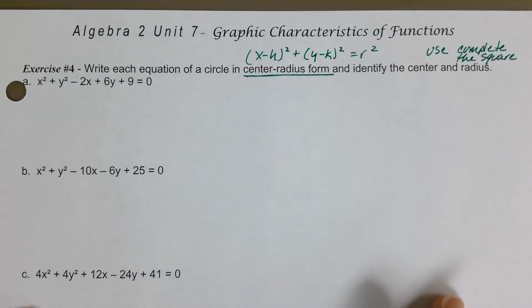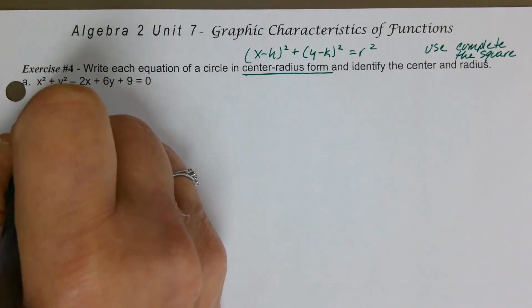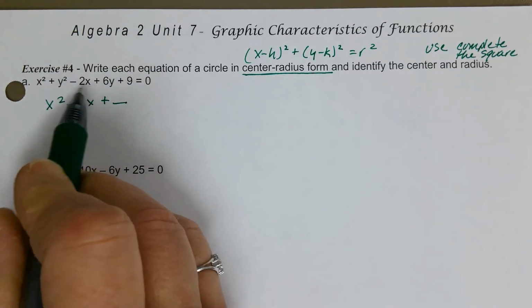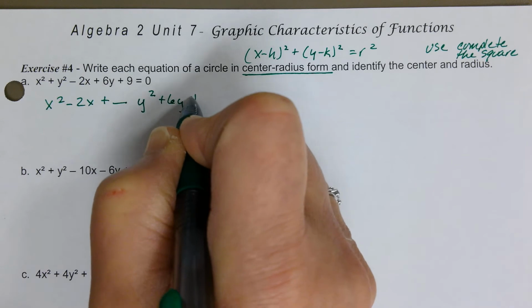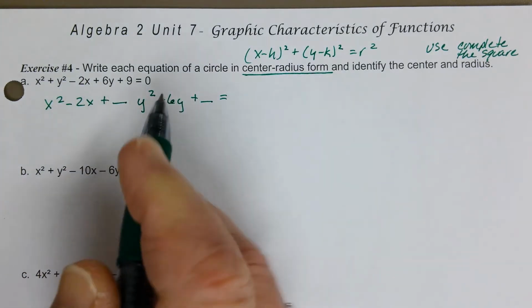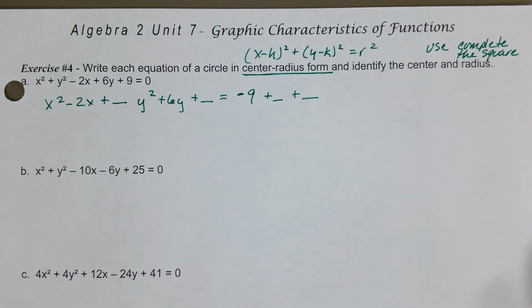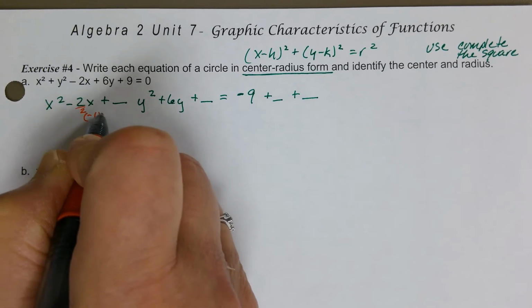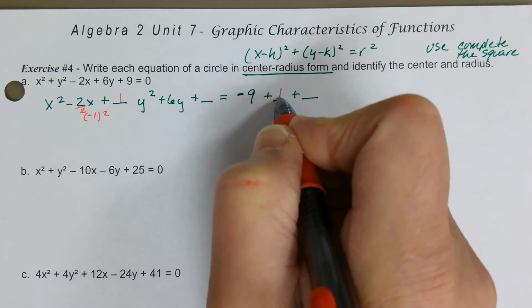Just part of that process of complete the square. So we want to start with first getting our x term, so writing this as x squared minus 2x plus blank, and then followed by our y term, y squared plus 6y plus blank equals, and the constant on the other side, negative 9 plus blank plus blank. And we'll fill in the first blank with, well, negative 2 divided by 2 is negative 1. Negative 1 squared is 1. So the first blank on the right-hand side, 1.